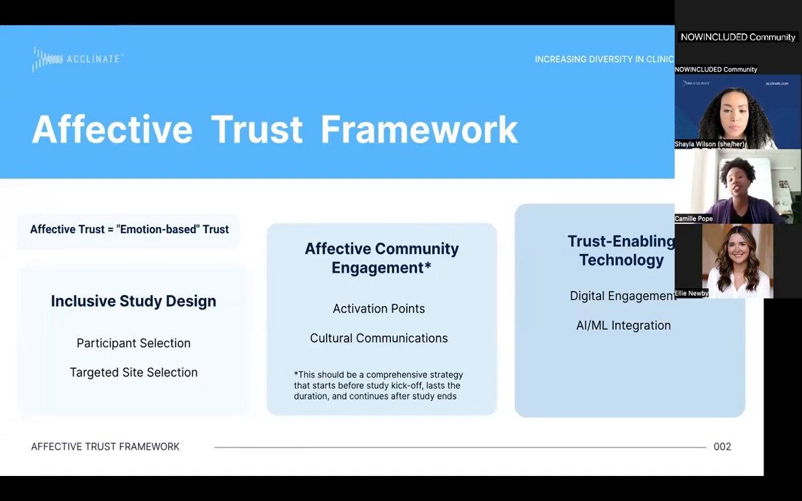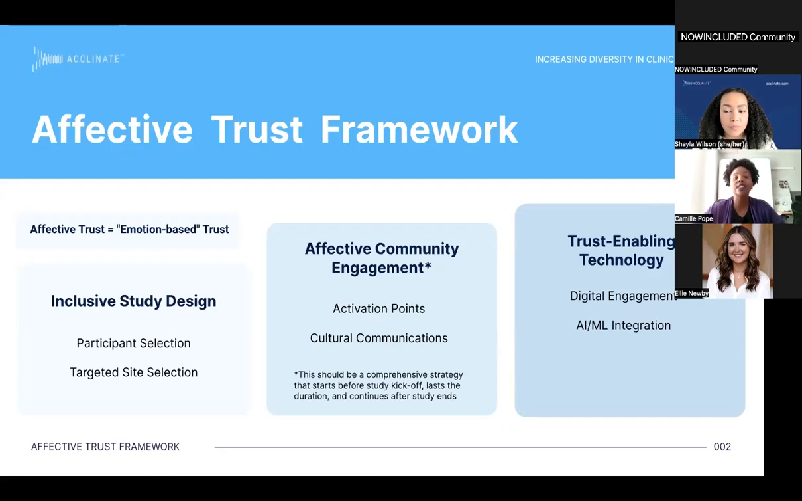The second pillar is around affective community engagement. And so it's just what it sounds like. It means really being in relationship with the populations that you're trying to reach. And doing that through, number 1, activation points, and 2, cultural communications.